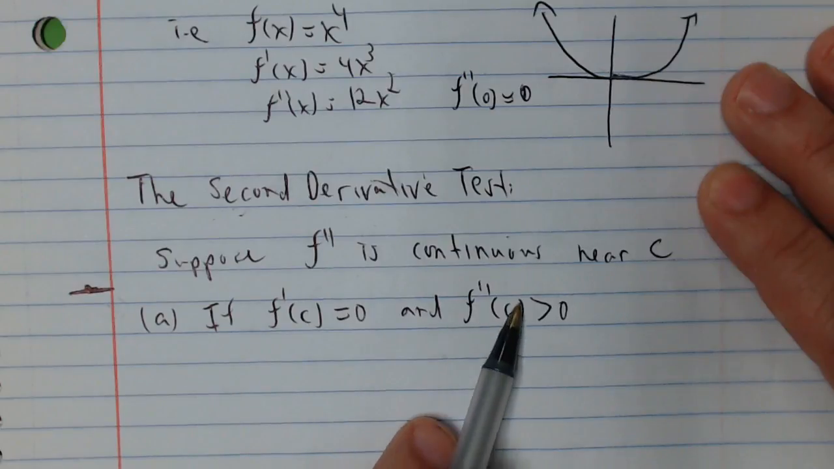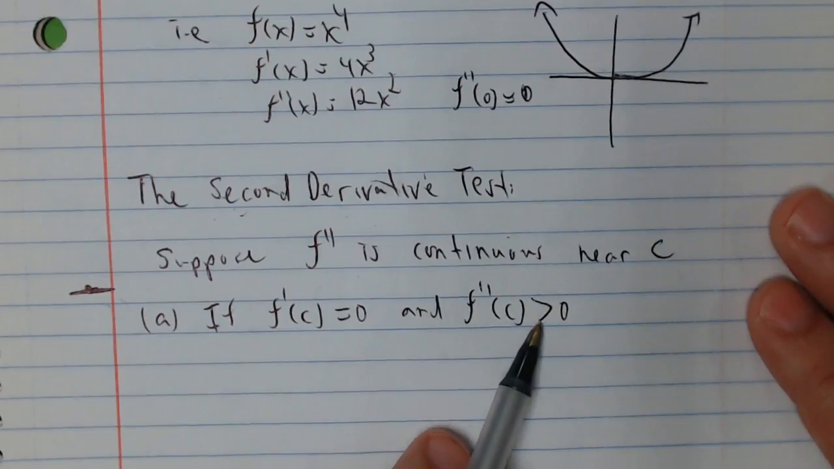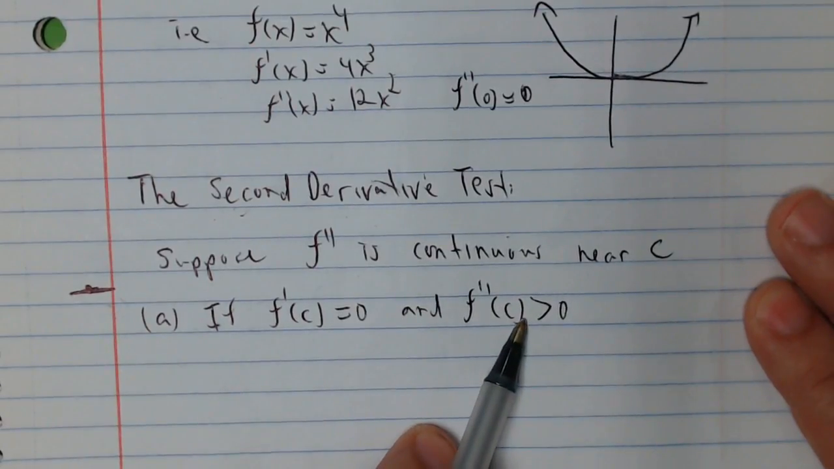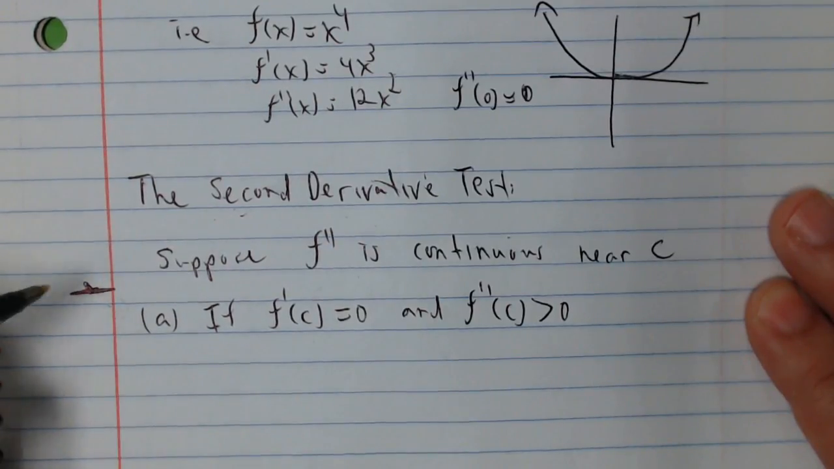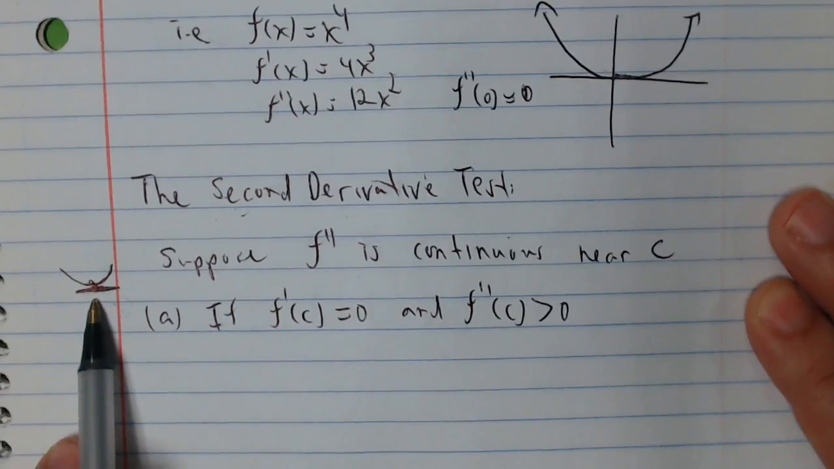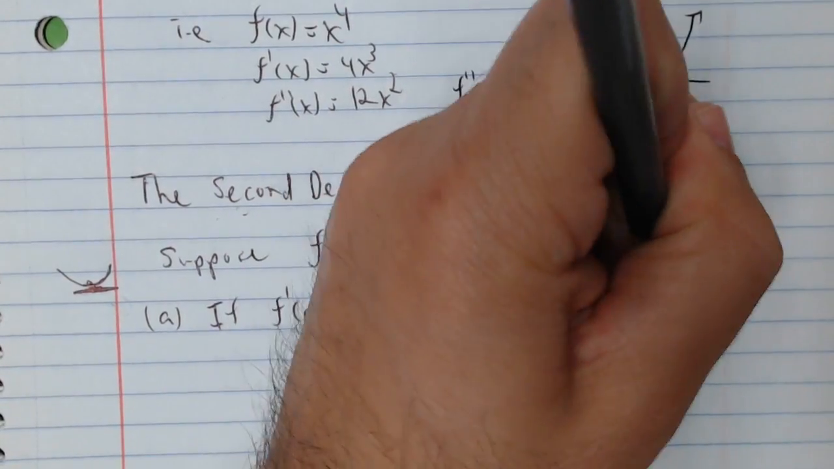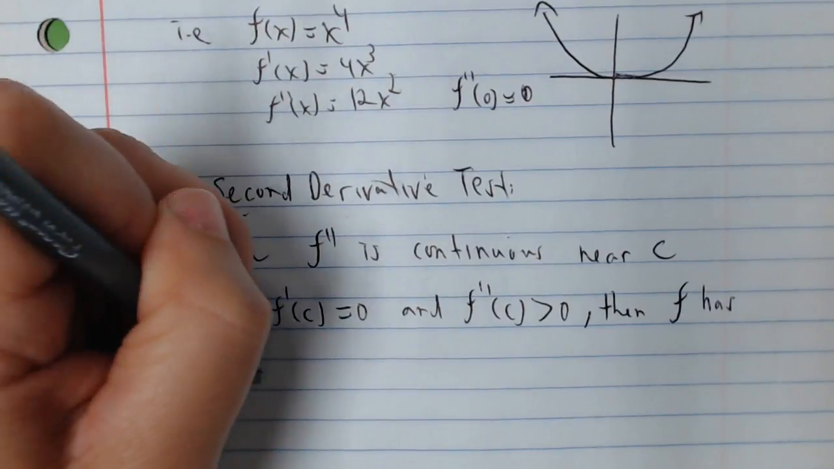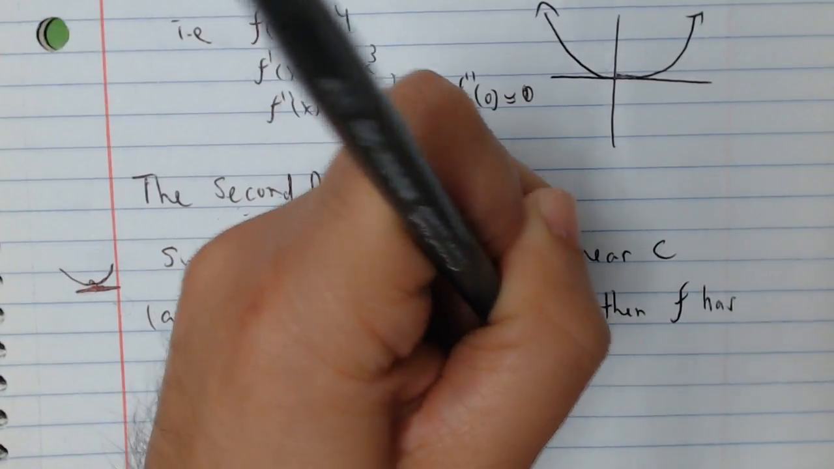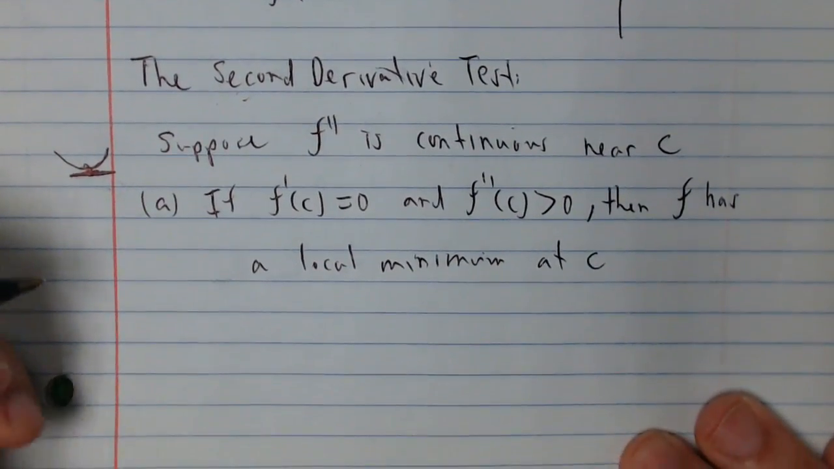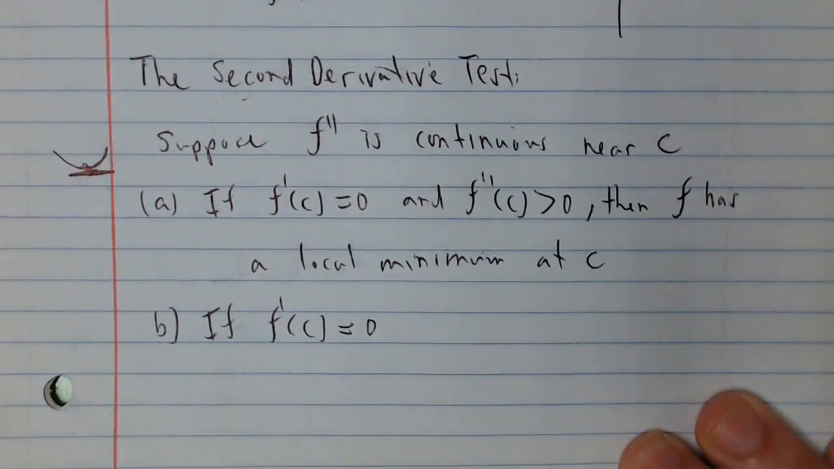And then what do I know? If f double prime of C is greater than 0, what does that mean in terms of concavity? That means the graph is concave upward, which means if at this point the first derivative is 0 and it's concave upward, then at that point I have a local minimum. So then f has a local minimum at C.